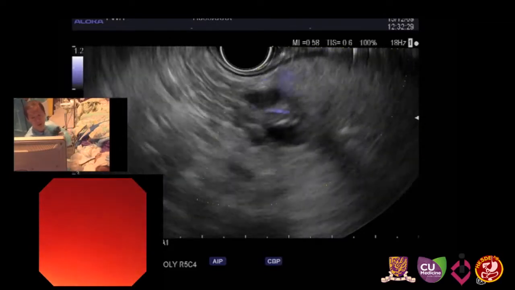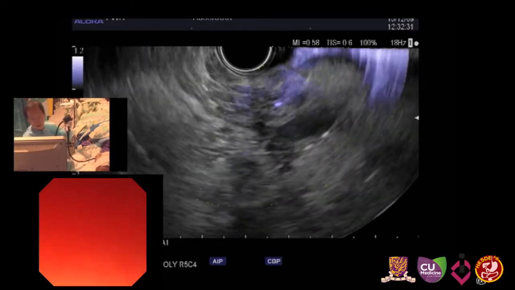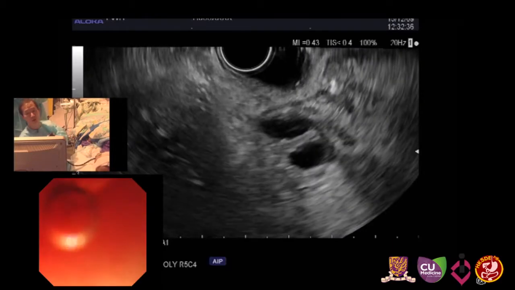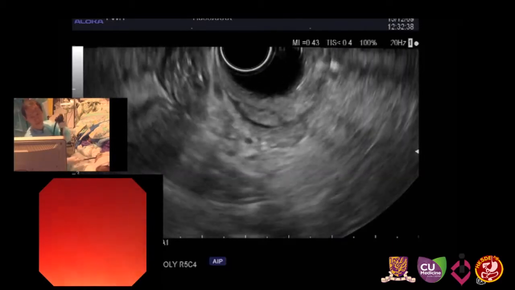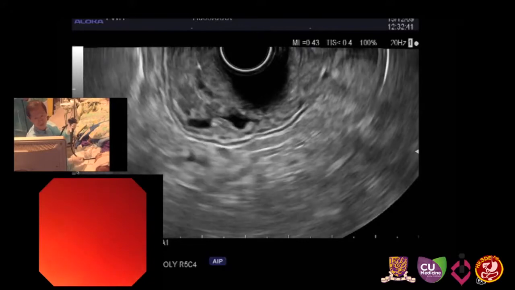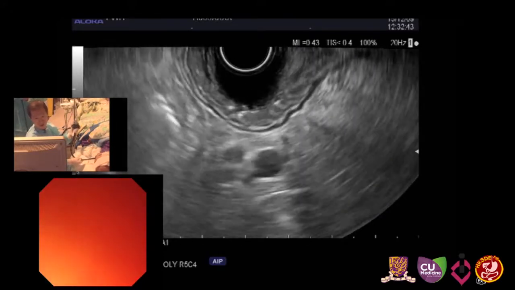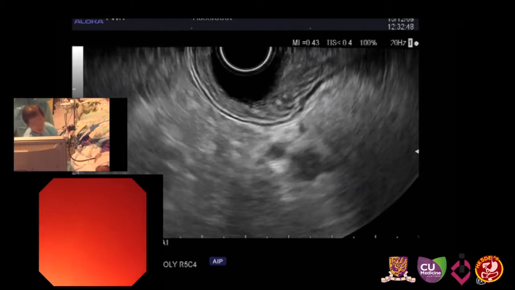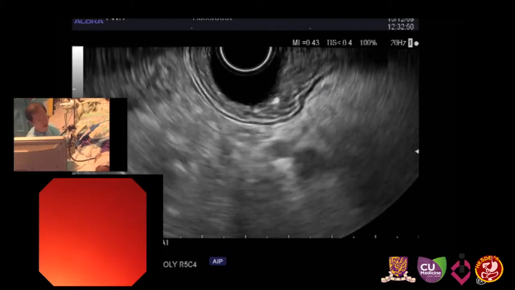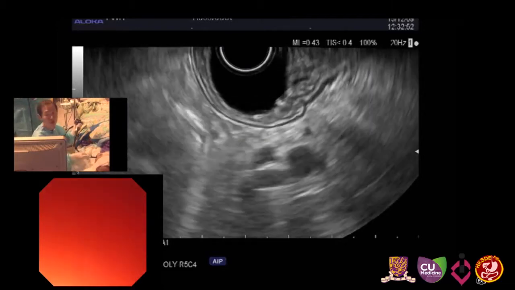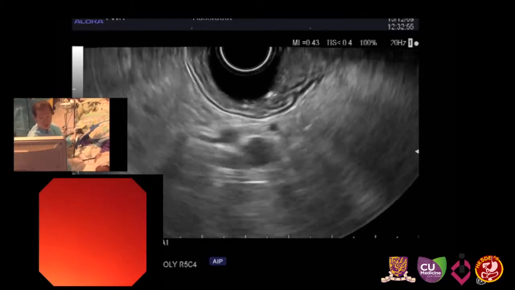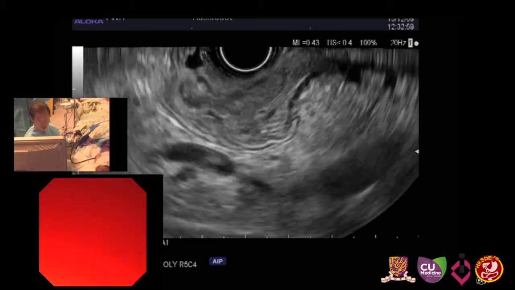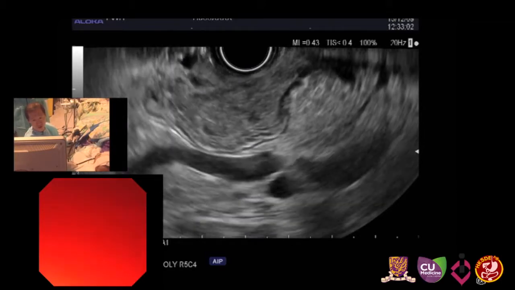My scope actually slipped away, so I will try to catch the position again. Now, would you like to do it in a long scope position or short scope position for the ampullary lesion? Either one is okay, but generally, I start from long scope position and try to catch the ampullary area and the CBD area and trace continuously to see the whole lesion.